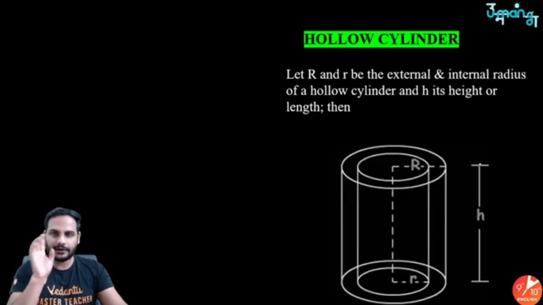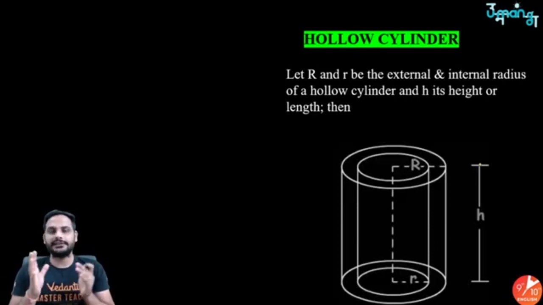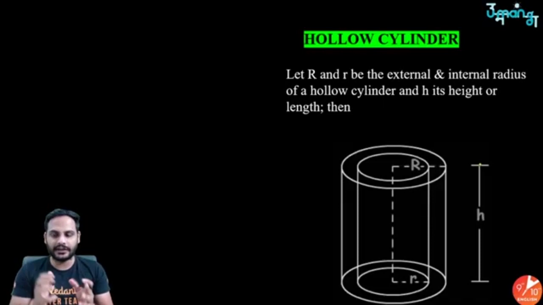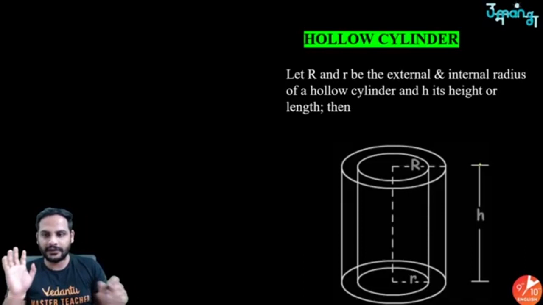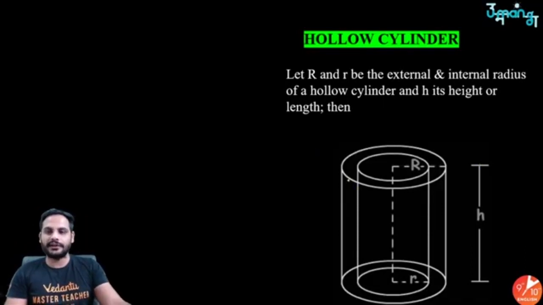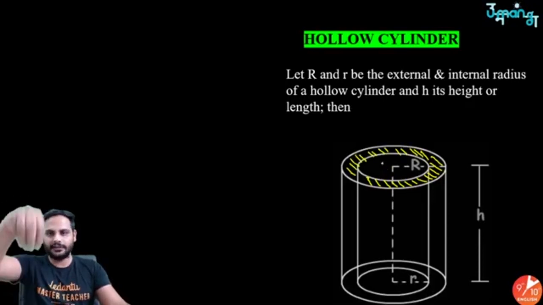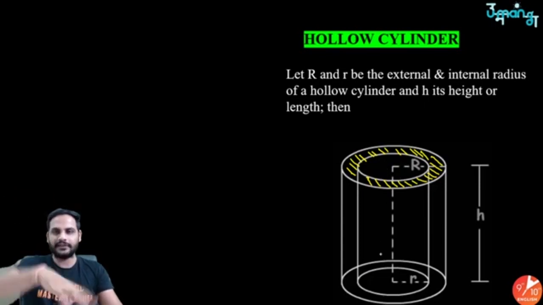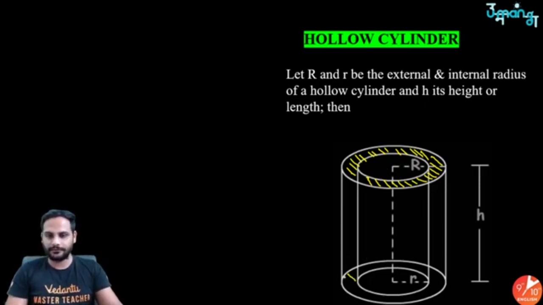Now, this is a very important part, the hollow cylinder. Many students just mug up the formulas and don't think about how you get the formula. So let's think how we can get the formula. Suppose this is a hollow cylinder. It's like a pipe. In the middle there is nothing. It's a through hole, you can pass water through it, it is not closed. So it is called a hollow cylinder.